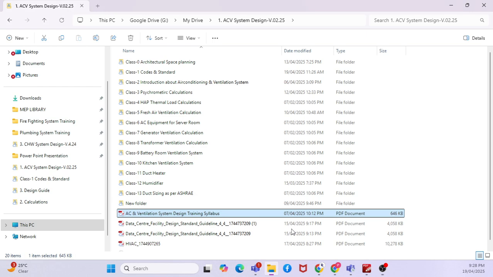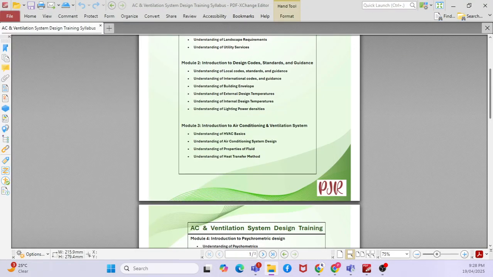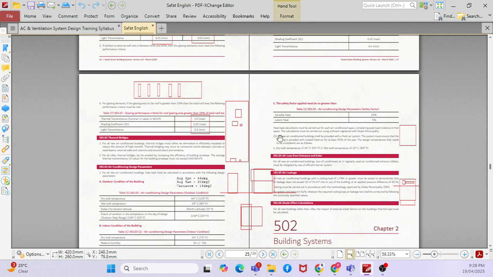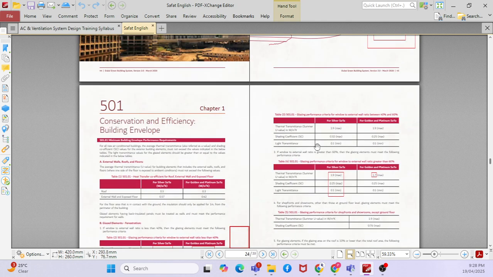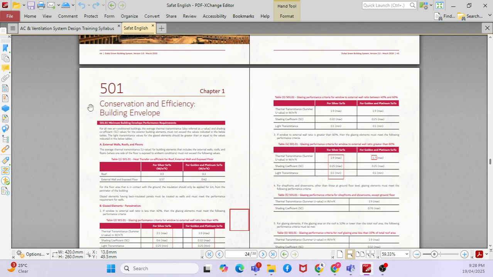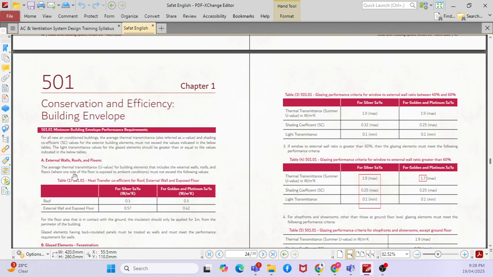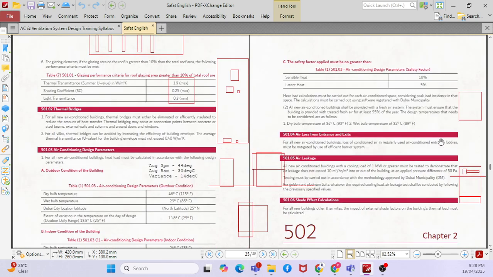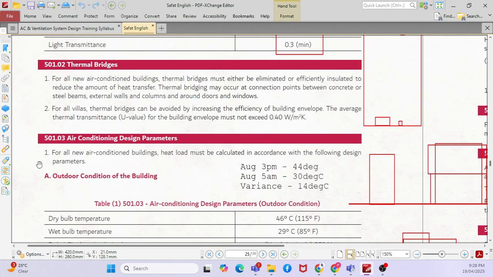If you go to my folder structure, you will find the codes and standards, the SAFAT regulations. These are the SAFAT regulations, the local UAE guideline. If you go to chapter 5, you will understand the basic design parameters. For example, here you can see the air conditioning design parameters.